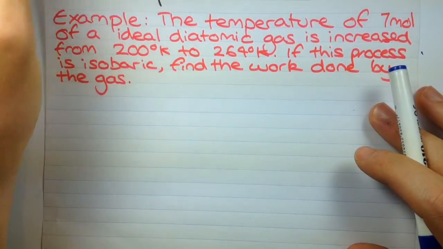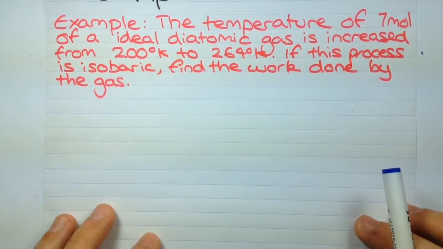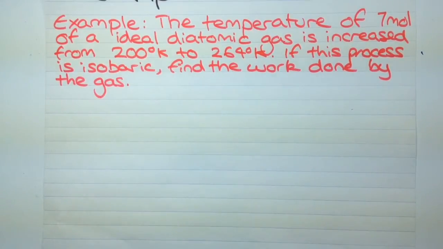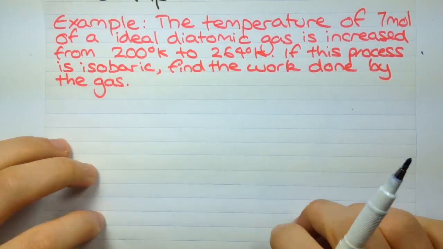A temperature of 7 moles of an ideal diatomic gas is increased from 200 degrees Kelvin to 264 degrees Kelvin. If this process is isobaric, find the work done by the gas. Right. So, I need to find the work.